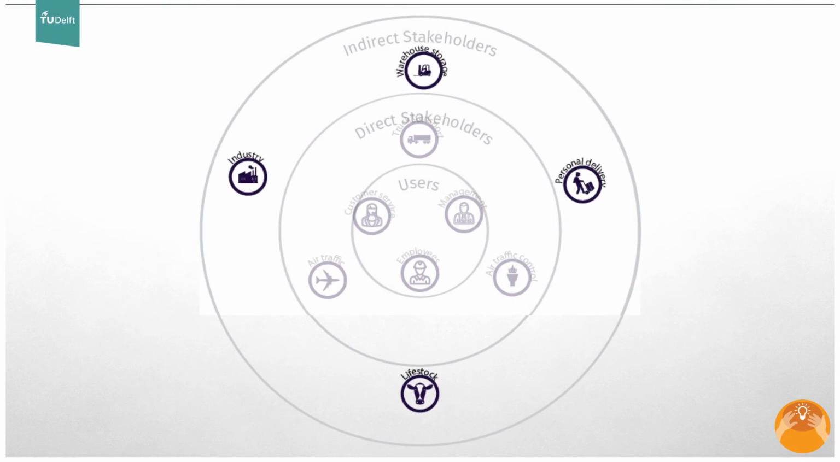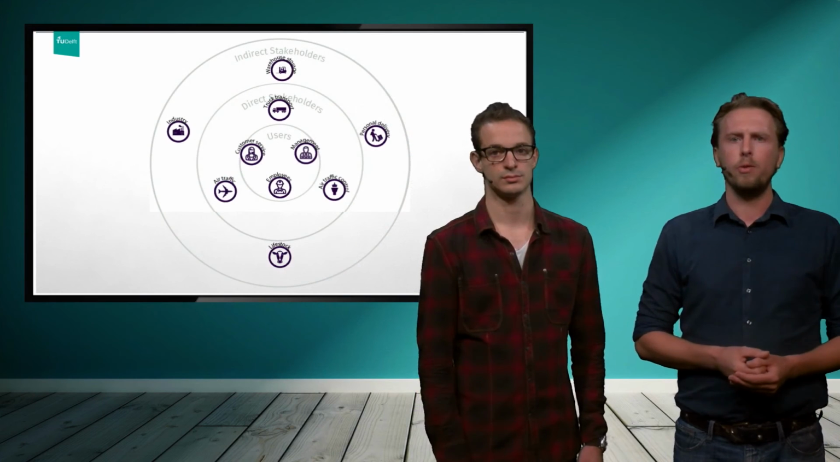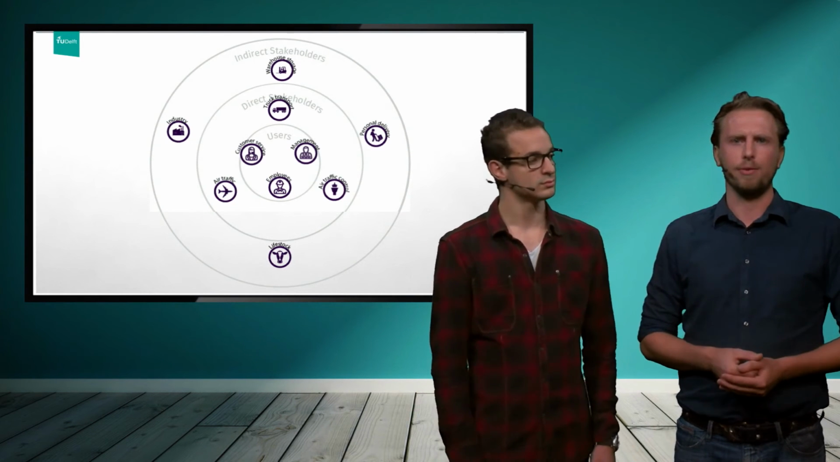In this case, the third indirect stakeholder circle focuses on the clients, or even the clients of clients from the cargo industry. In this case, there were multiple indirect stakeholders, such as livestock, personal packaging delivery, storage warehouses, and industry. And in this case, industry is a collective term for different cargo branches, for example, fresh food, medical equipment, or heavy machinery.